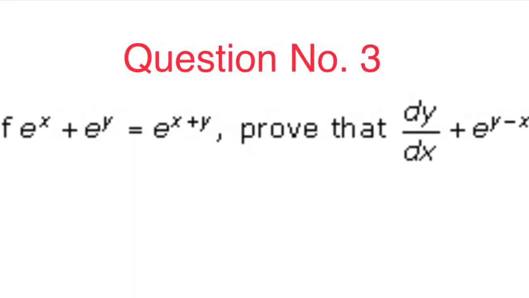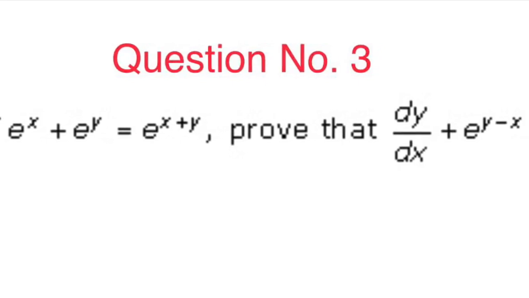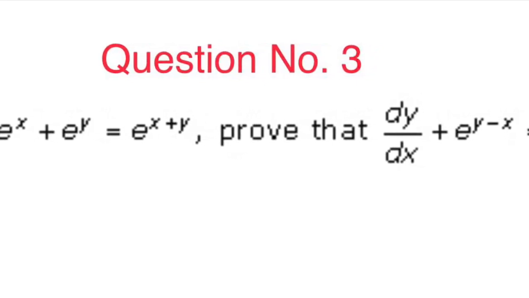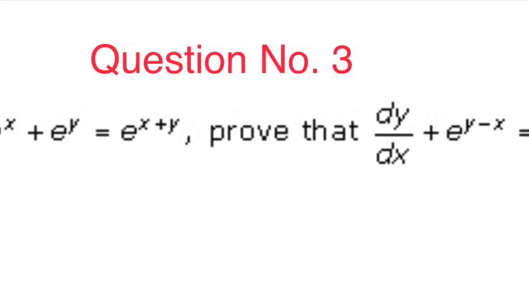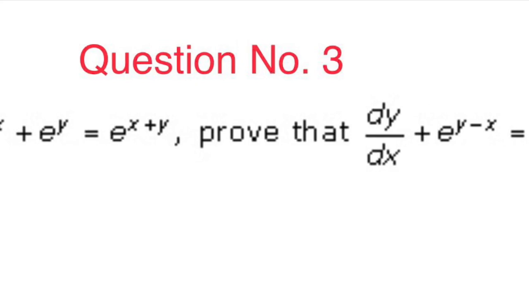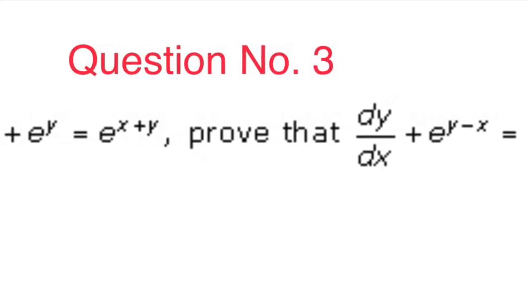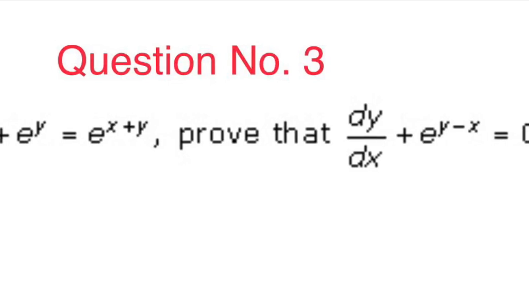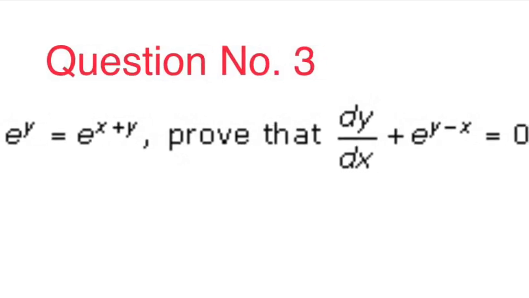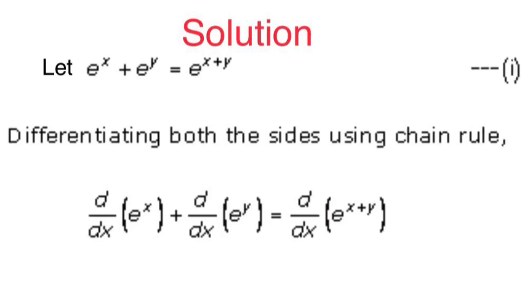Question number 3. If e raised to x plus e raised to y equals e raised to x plus y, then prove that dy upon dx plus e raised to y minus x equals 0. Let's see the solution of this. So the given function is e raised to x plus e raised to y equals e raised to x plus y. Now we are going to differentiate with respect to x.